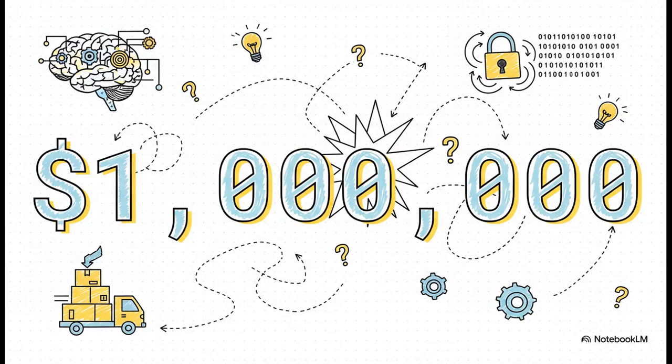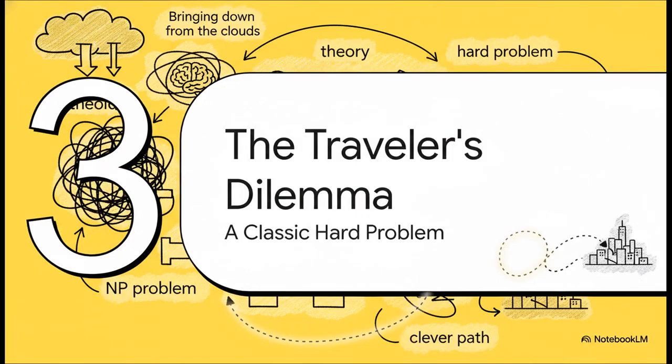This question is so ridiculously important that the Clay Mathematics Institute has a $1 million prize just waiting for a proof. I mean, a solution either way would have absolutely world-changing implications for everything, from medicine and logistics to all of modern cryptography. Okay, let's bring all this down from the clouds of pure theory and see how these ideas work in the real world.